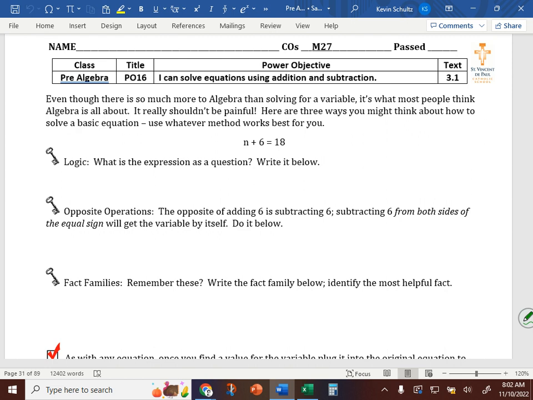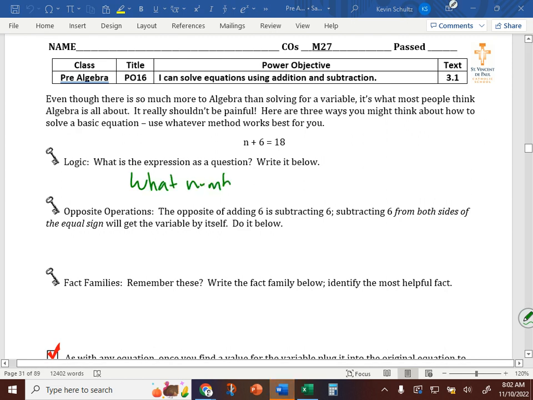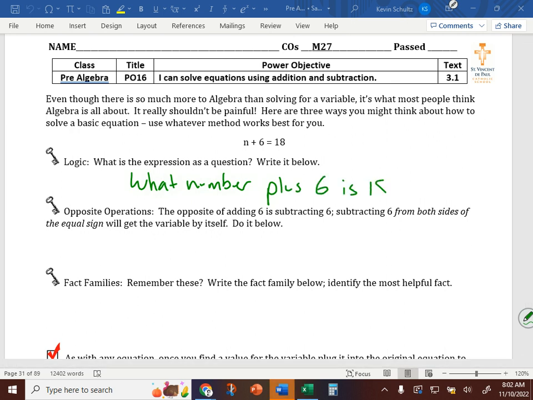Anyone have an idea? Yeah. Right, and since I want it as a question, I want to just replace the word n with what. You can think about this as what number plus 6 is 18. Right? What number plus 6 is 18? Anybody? 12. 12 plus 6 is 18, right? And therefore n will equal 12.